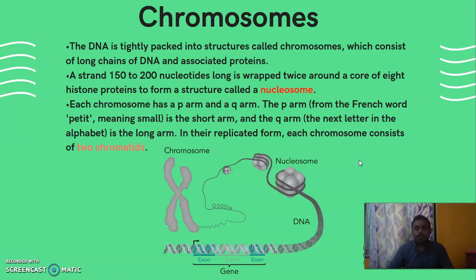So what's a chromosome? A chromosome is the package of your DNA. The DNA is tightly packed into this small structure called a chromosome. And these chromosomes consist of long chains of DNA and a few associated proteins to help them form these structures. A strand of around 150 to 200 nucleotides is wrapped twice around a core of 8 histone proteins to form a structure called a nucleosome. Kindly see the below image. So you can see that I am pointing out a single chromosome.